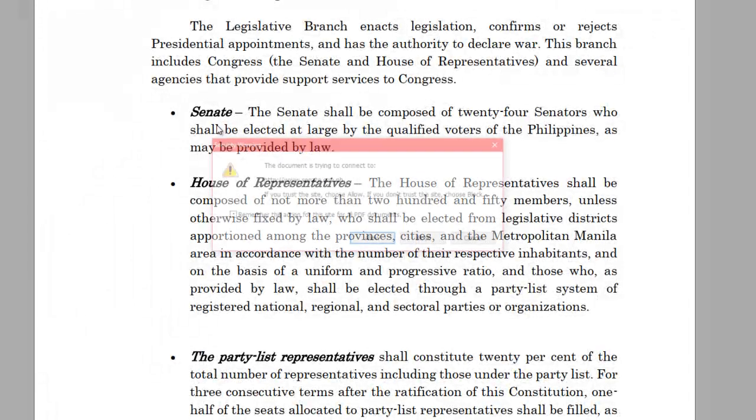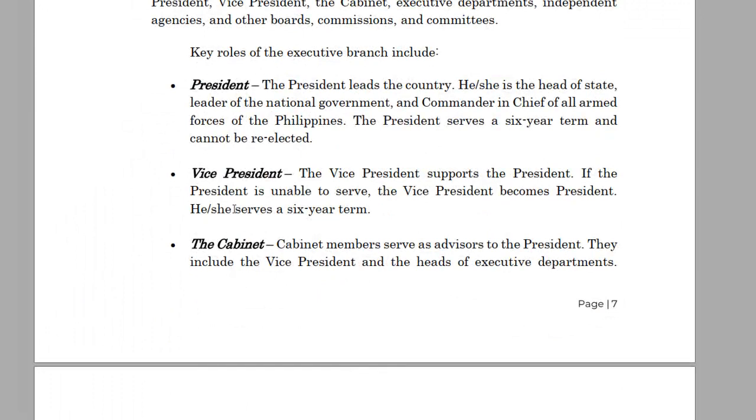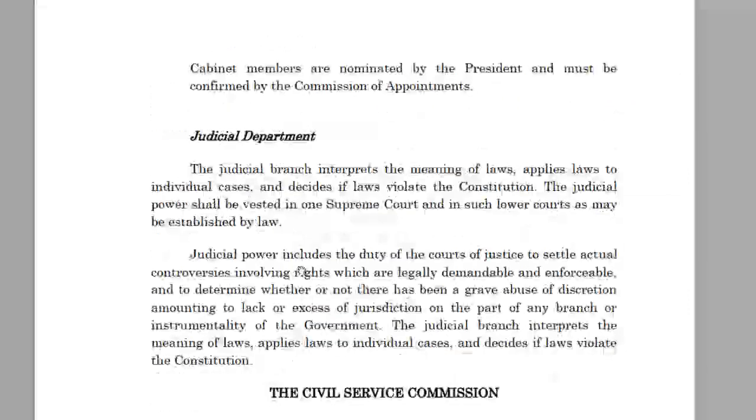Under the legislative is the Senate, House of Representatives, and the party list representatives. Under the executive department are the president, the highest position in the government, the vice president, the cabinet members, and the judicial is, of course, it includes the courts, especially the highest court, the Supreme Court.